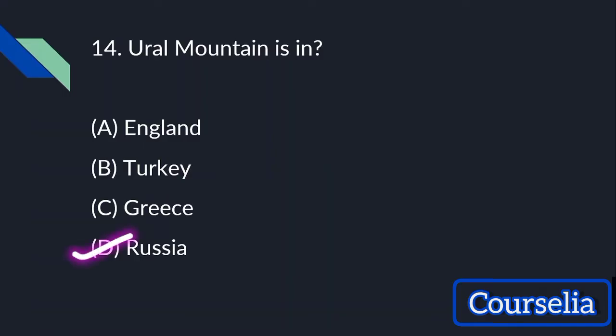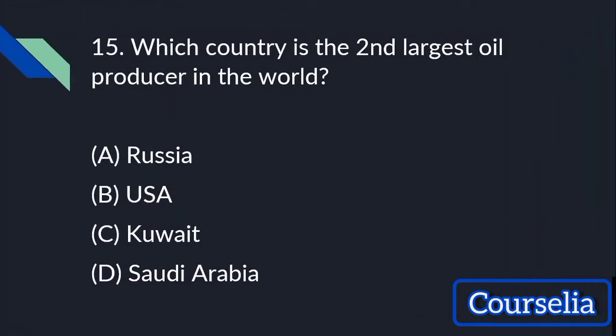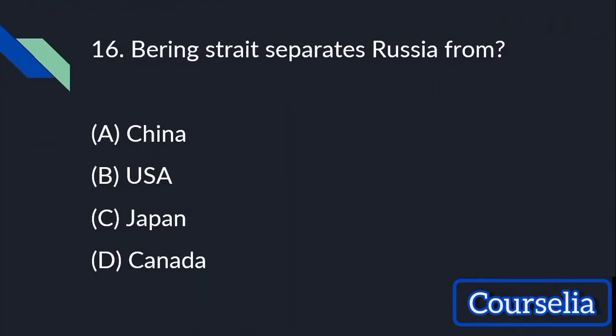It is in Russia. Which country is the second largest oil producer in the world? Russia, USA, Kuwait, Saudi Arabia. The largest oil producer in the world is USA and second largest oil producer in the world is Saudi Arabia. Bering Strait separates Russia from.